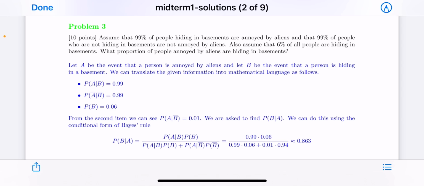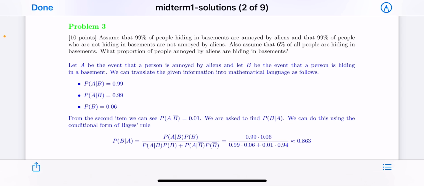So, we need to figure out how we're going to interpret the numerical data in the question. And so the first thing you always want to do is define some events. And the data in the question clearly refers to two events.